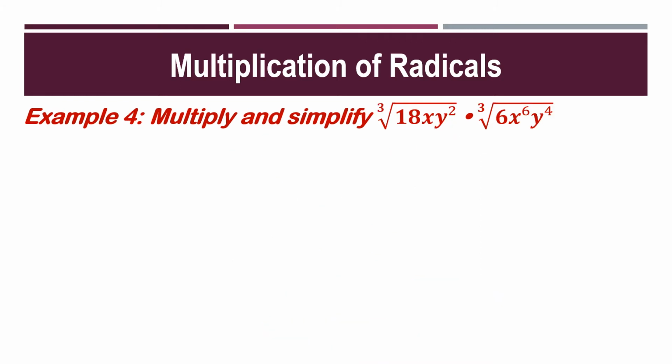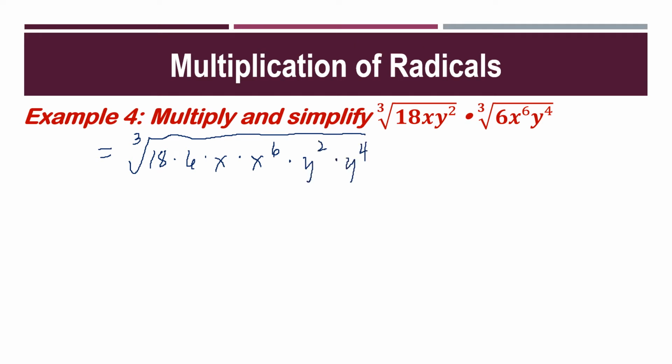Another example, we have multiply and simplify cube root of 18xy squared times cube root of 6x to the 6th power y to the 4th power. So first, let us multiply the given radicands. So we have cube root of 18 times 6 times x to the 6th power times y squared times y to the 4th power. 18 times 6 is equal to 108. x times x to the 6th power is x raised to the 7th power. y squared times y to the 4th power is y raised to the 6th power.